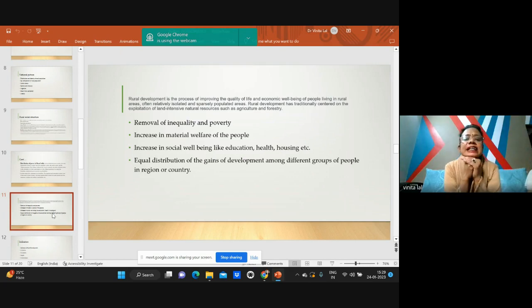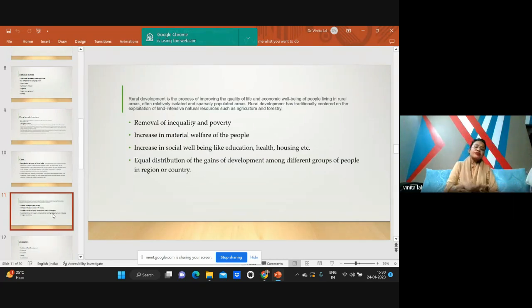So now come to our next slide. Rural development is a process of improving the quality of life, as I told you, and rural development has some important indicators or characteristics. Removal of inequality and poverty is the first characteristic, which is very important for rural development. Increase in the material welfare of the people is the second important characteristic. Third, increase in social well-being, like education, health, housing, etc. And the fourth is distribution of the gains among different groups of people in the region or country.